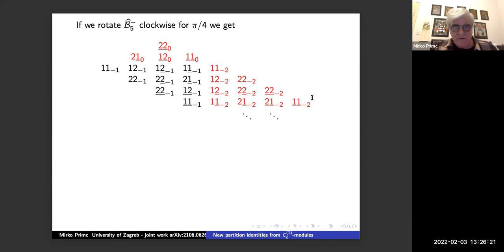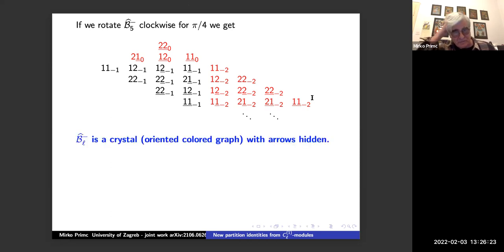But what really matters is that this is a crystal, an oriented colored graph with arrows hidden. So the point is, when I pass from one column to another, I add a negative simple root. So between triangles, it will be negative alpha naught. Between this column and this one, it will be negative alpha 1, and so on.